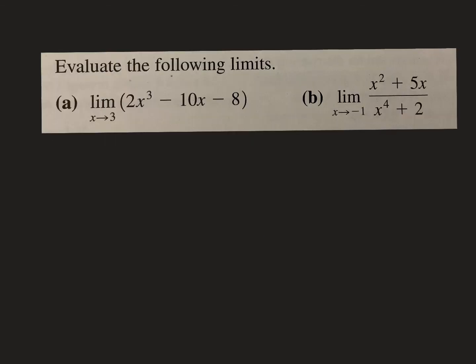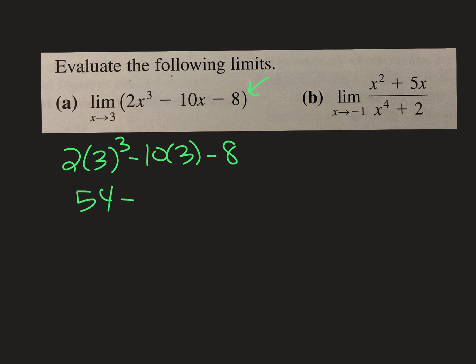Okay, this first one right here, that's a polynomial. That's what a polynomial looks like. And because it's a limit of a polynomial, we're allowed to use direct substitution. So I'm going to do 2 times 3 cubed minus 10 times 3 minus 8. Okay, 3 cubed is 27 times 2 is 54. That's 30. That's 8. I believe that's going to give me 16 right there. So the limit as x approaches 3 of this is 16.